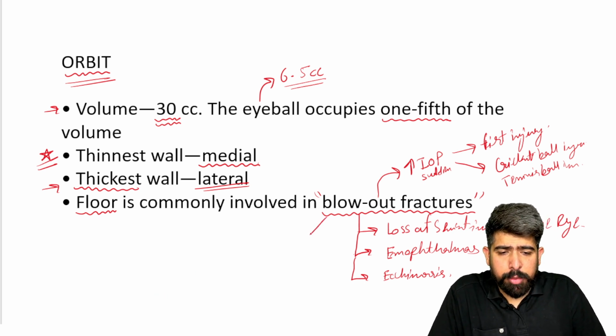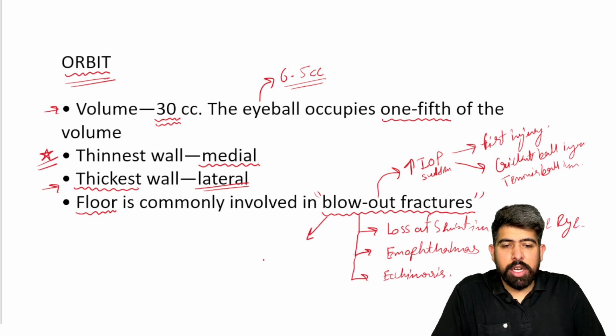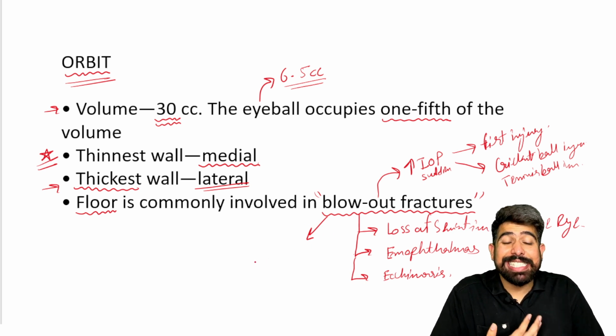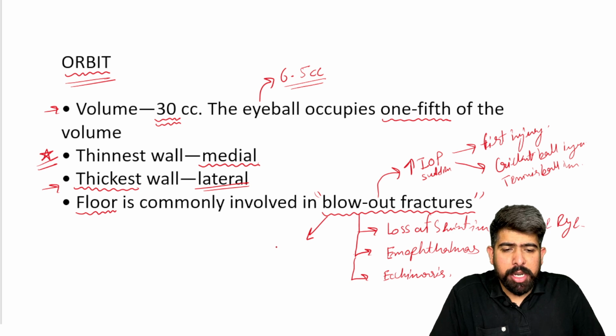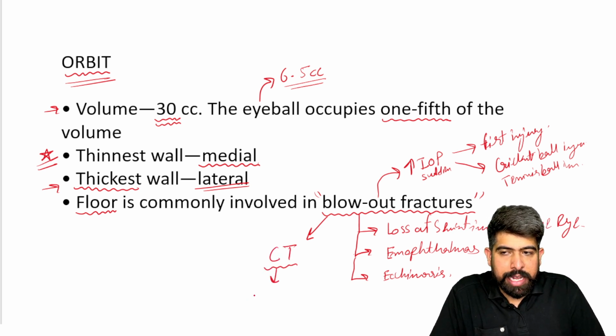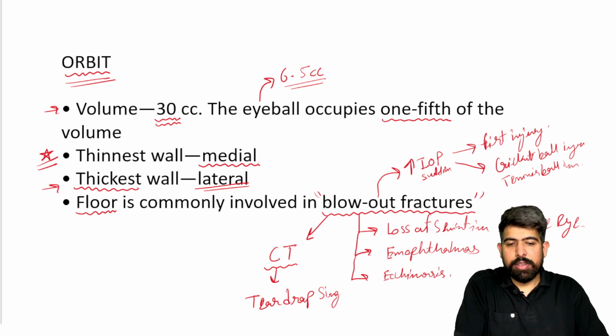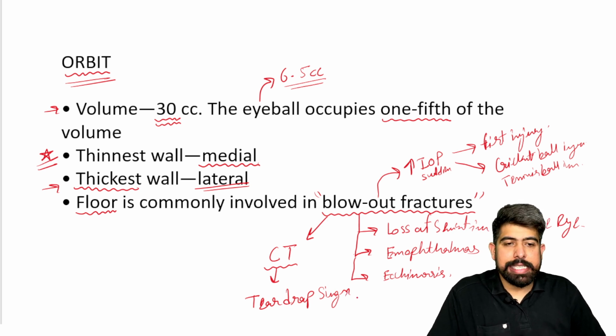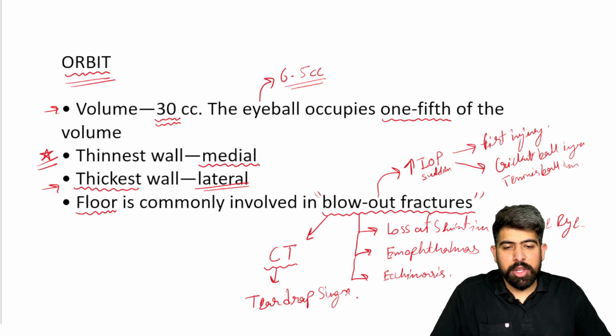The important thing, if I'm talking about radiology also: what will be seen on the radiological side? Anyone of you can tell me in the comment box. What will be seen in a blowout fracture on the CT scan? Please remember, on the X-ray also you can see it, but it will be clear on the CT scan. On the CT scan we are going to see the teardrop sign. Very good, doctors. So the teardrop sign will be seen on the CT scan.